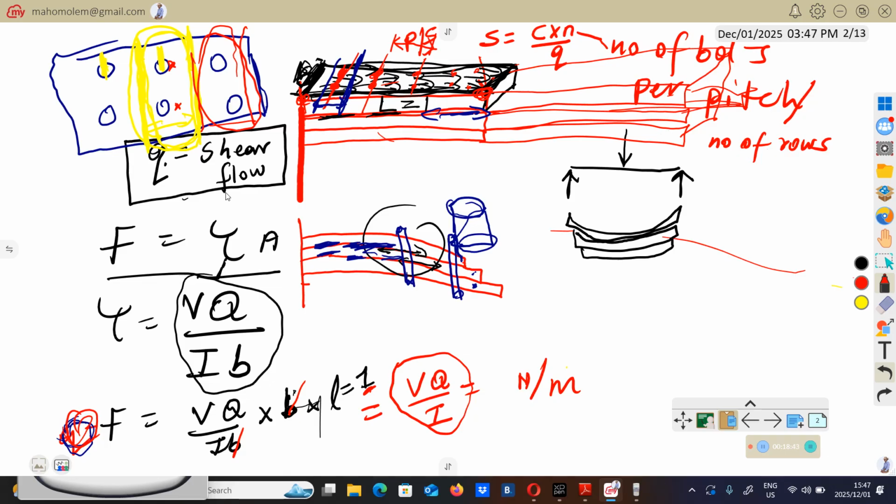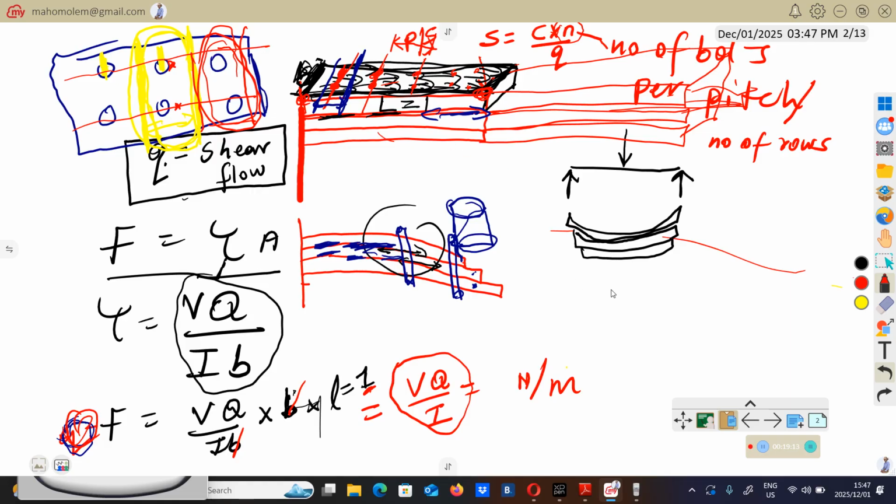As you can see here, per pitch we have 2 bolts. And when we check the rows, this is row 1, this is row 2. How many rows do we have? We have 2 rows. So that's why I said this number here can be the number of bolts per pitch, which is the right way, but it will always be equal to the number of rows.